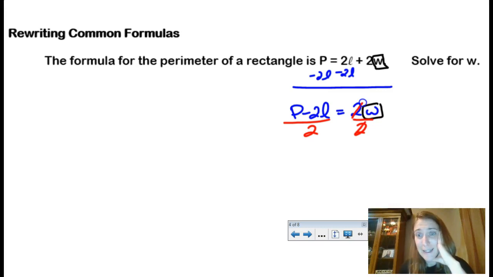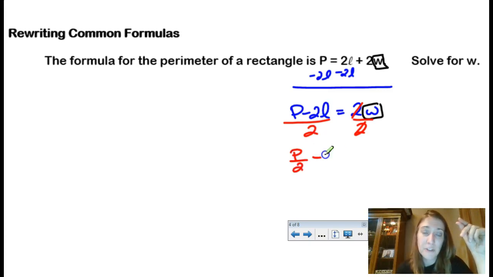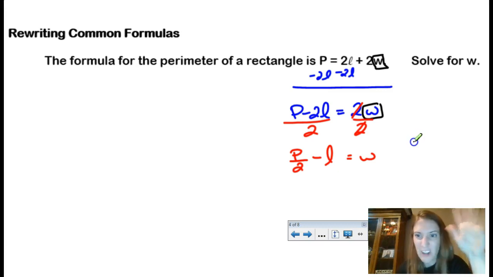And again, they didn't say, oh, make sure it looks really, really pretty. No, they just said isolate W. So I, as an algebra teacher, would totally accept P minus 2L over 2. Now, your geometry teacher might be a little pickier and decide that they want you to divide both of those terms by 2. So they might say half the perimeter minus, and then 2L divided by 2 would just be length. Because maybe that'd be easier math for the silly sophomores to do. Sorry, sophomores.